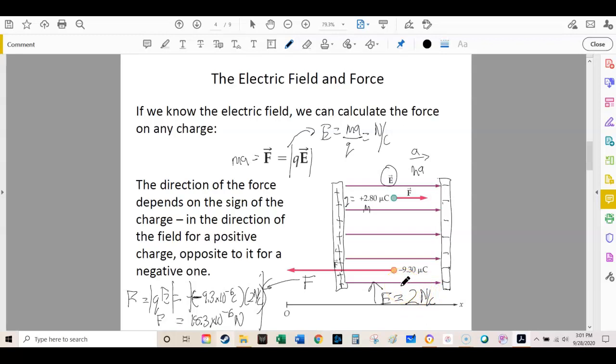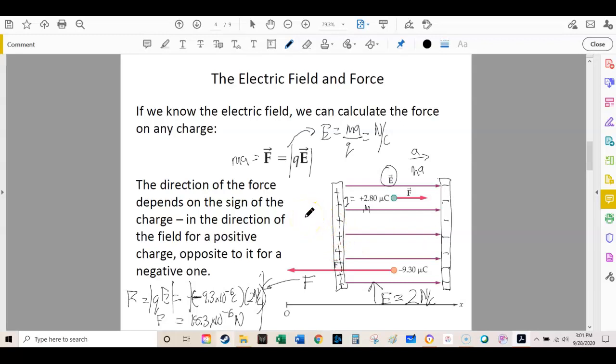So those are the uses that we typically use electric field for. With the force equal to Q times E, typically what we do is apply this to a homogeneous electric field like one generated by a capacitor.